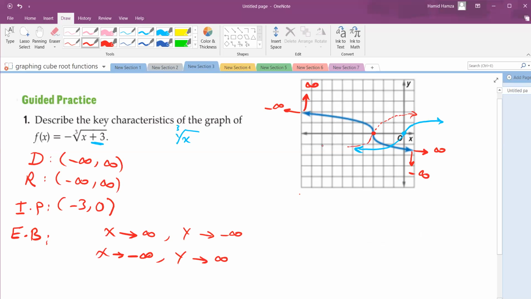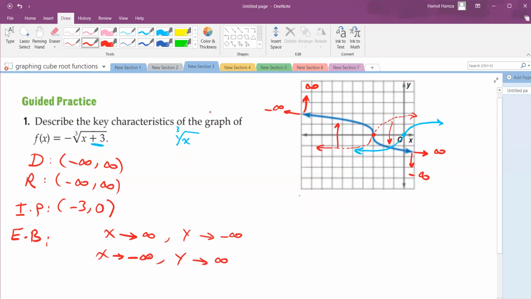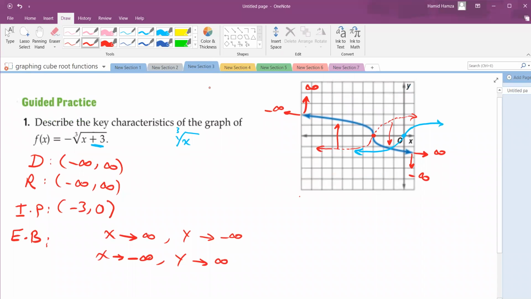I should make it like this. That's right. Because I keep it like this. But because we have a negative sign here, the graph will be reflected about the x-axis. So this branch will be reflected to go down, and this branch will go up, reflected about the x-axis. So this is the graph of the function. Any question, guys?